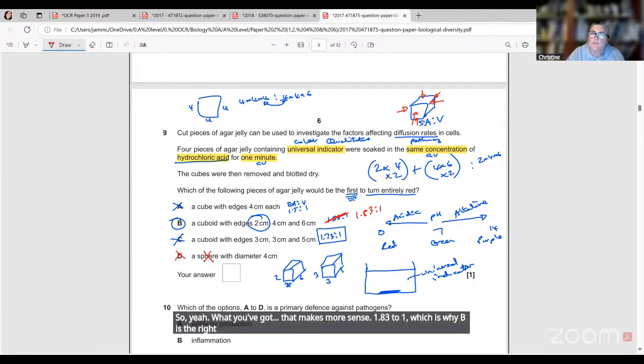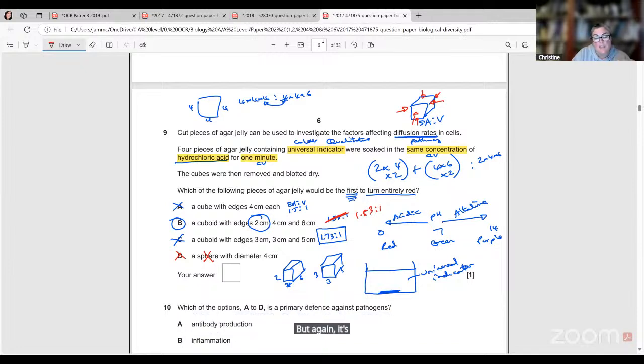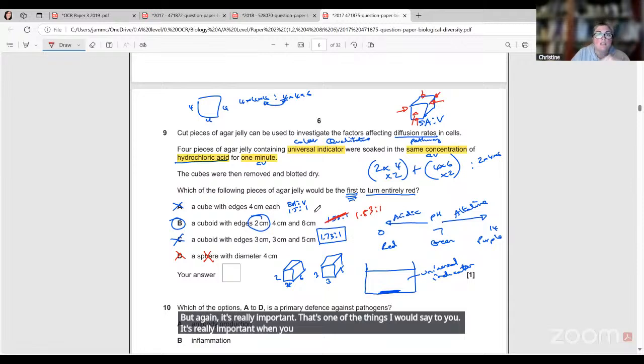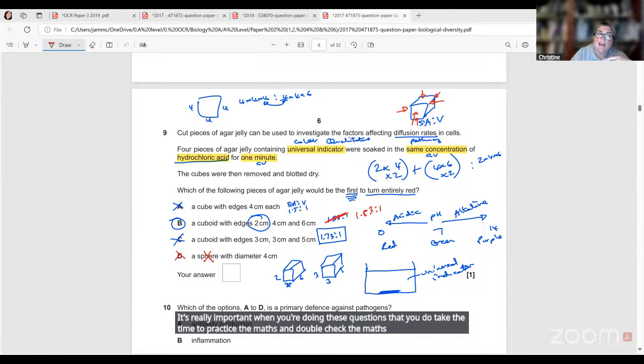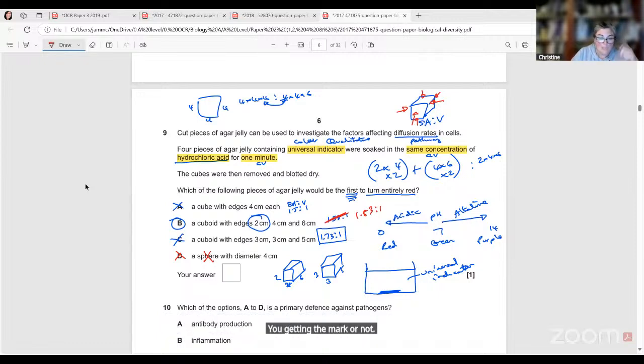Yeah, that was a confusing one for me. But again, it's really important, and that's one of the things I would say to you. It's really important when you're doing these questions that you take the time to practice the maths and double check the maths to make sure you have put in the numbers correctly, because that will make a difference of you getting the mark or not. But yeah, you even threw me off on that one. I thought I was going insane.